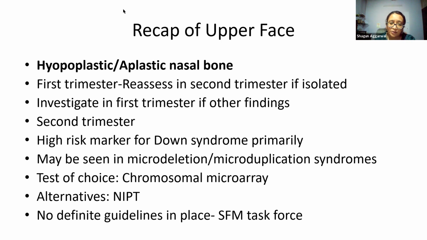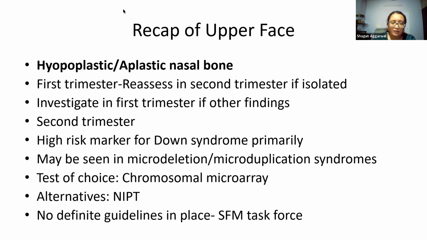But then Dr. Gayatri presented some cases where there were microdeletions and microduplications in the baby, detected by microarray, which had presented with this finding. So the test of choice ideally in such a situation, if we look at some of the recent papers, is that we should be doing invasive testing and doing a microarray.